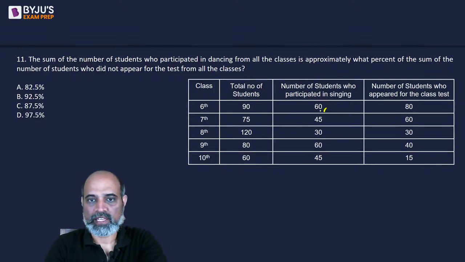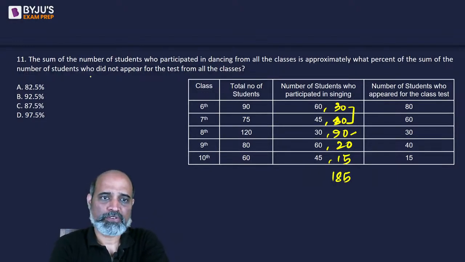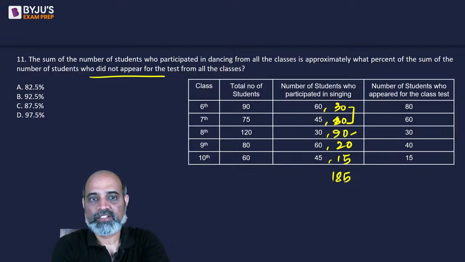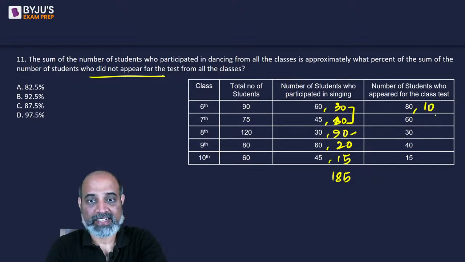So 90 minus 60, 30, 75 minus 45, 30, 120 minus 30, 90, 80 minus 60, 20, 60 minus 45, 15. So total students is 60, 150 plus 35, 185 is approximately what percent of the sum of the number of students who did not appear for class test. So if these many students appeared for the class test, तो बाकी कितने होंगे? 90 minus 80, that is 10.